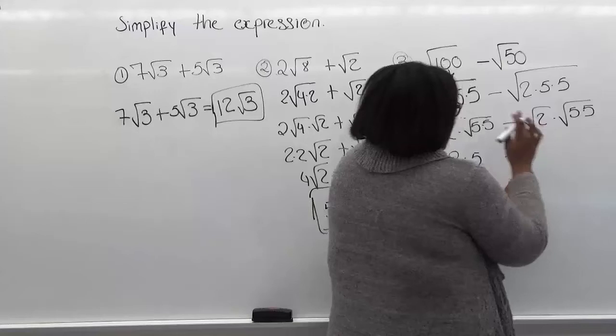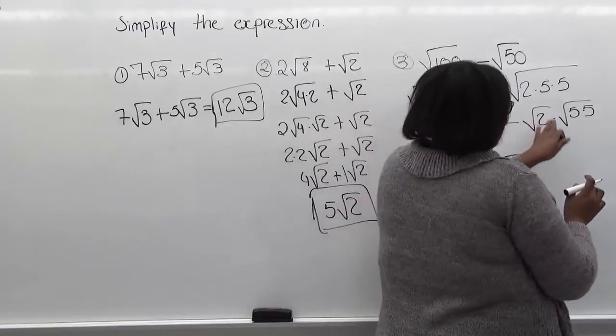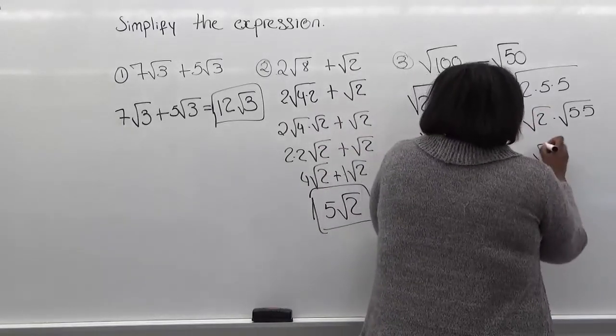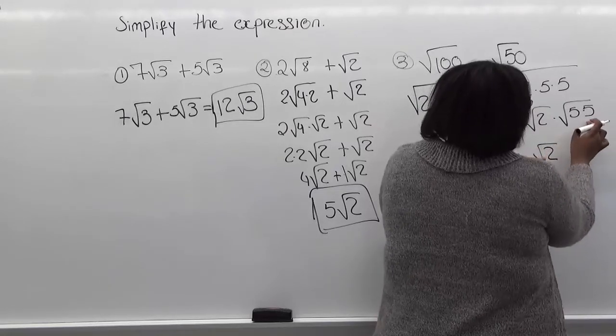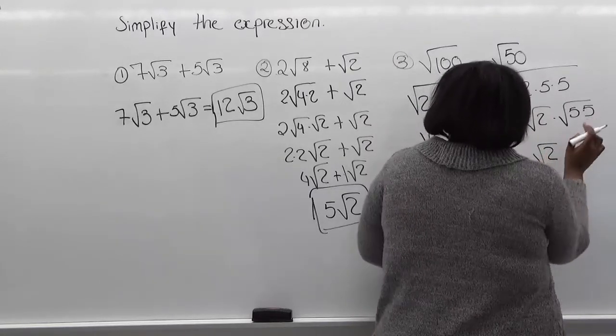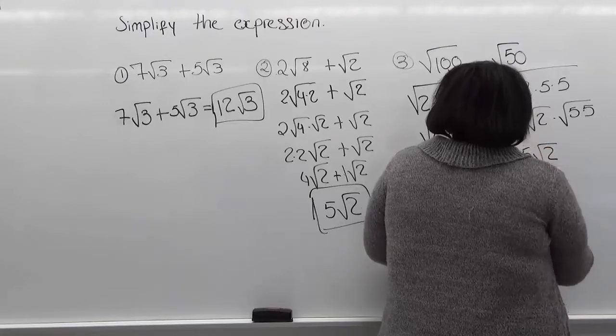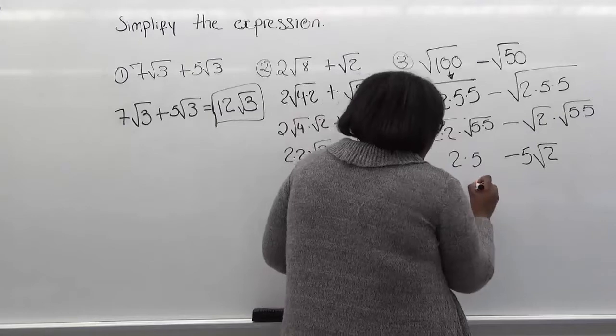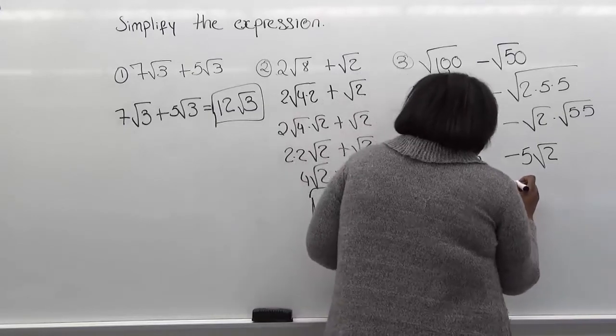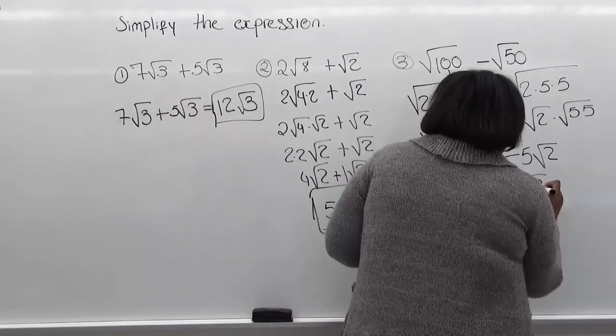And then over here we're going to keep the radical 2. So we're going to have radical 2 times, since there's 5 times 5 under the radical, we know its answer is just 5. So it's 5 radical 2. Again, simplify. Multiply this out. You're going to have 10 minus 5 radical 2.